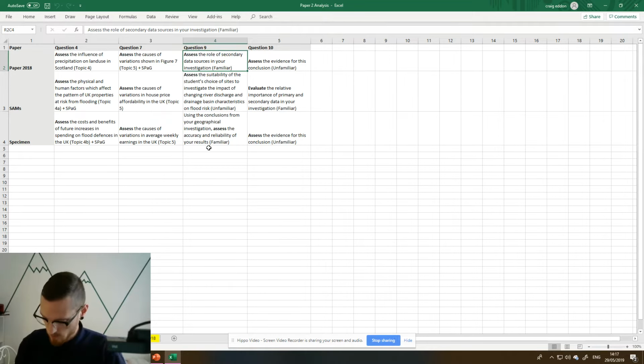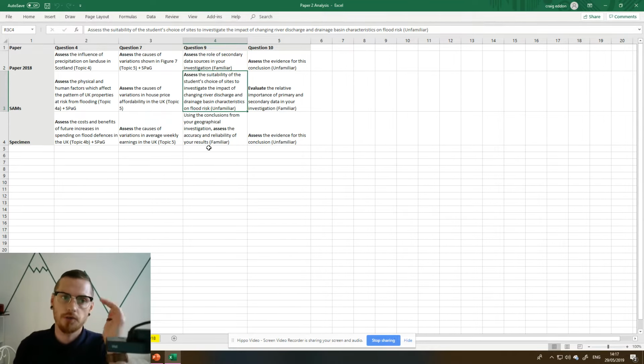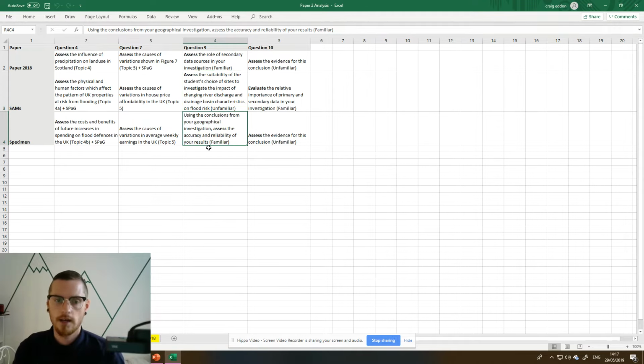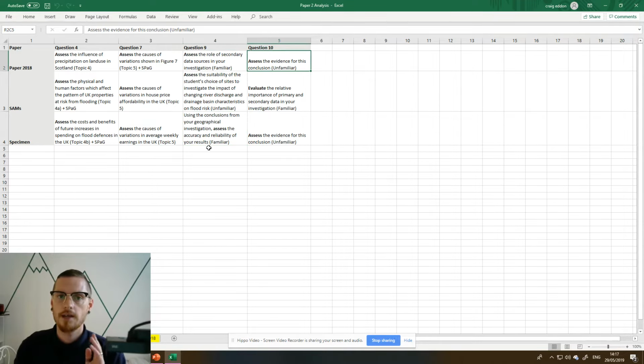That was familiar. Next one, this is going through the 2 mocks and last year's exam. Assess the suitability of students' choice of sites to investigate the impact of changing river discharge and drainage basin characteristics on flood risk, unfamiliar. And then using the conclusions from your geographical investigation, assess the accuracy and reliability of your results, familiar. Question 10, assess the evidence for this conclusion. That was unfamiliar from last year. Evaluate, the only evaluate question that has been produced on any of these exams, evaluate the relative importance of primary and secondary data in your investigation, and lastly, assess the evidence for this conclusion, which was unfamiliar.